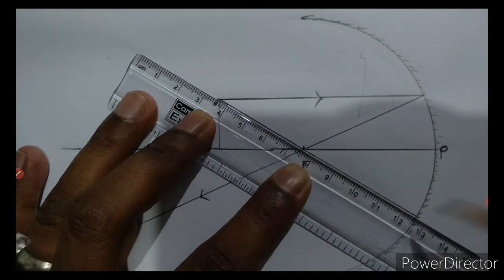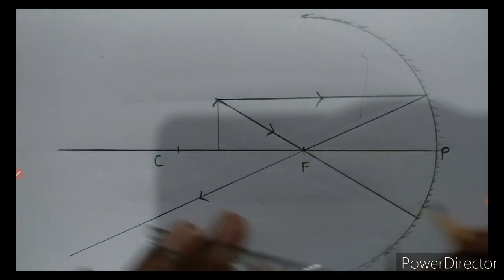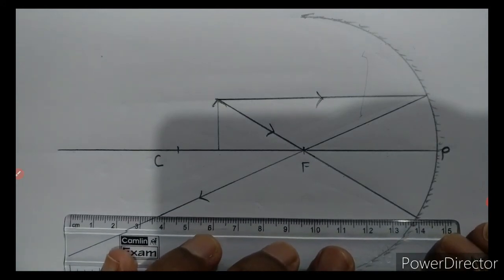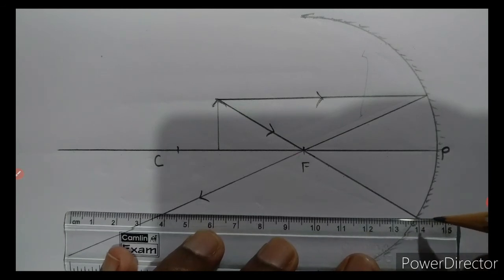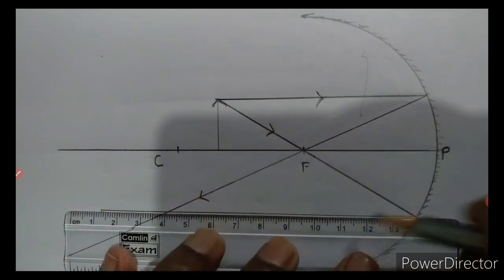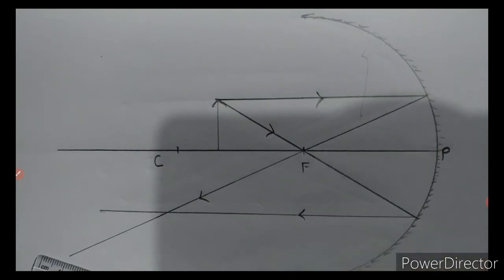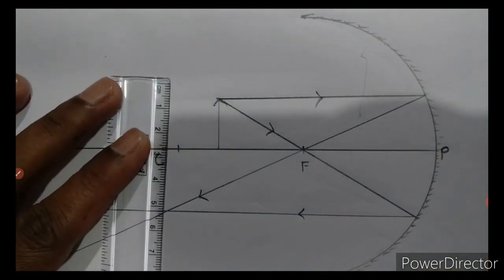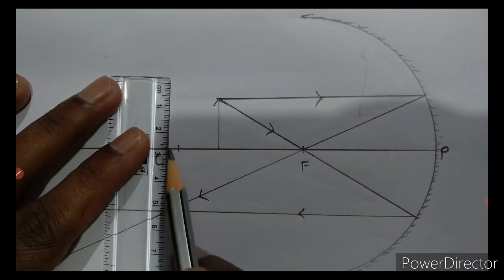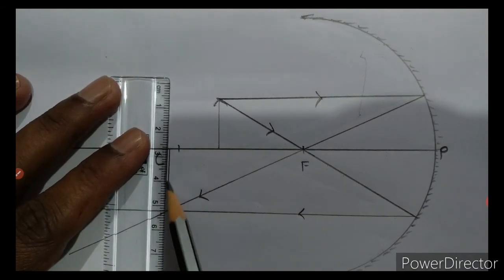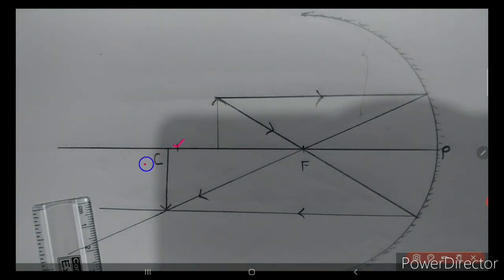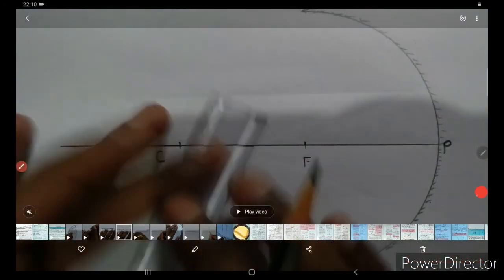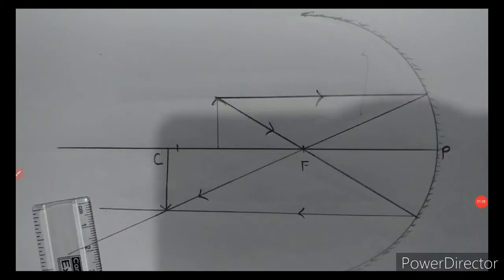So this is the incident ray, I need to put one arrow, then it should be parallel to the principal axis. So this is my reflected ray which I am about to draw, which is parallel to the principal axis. Now as you can see, these two rays are meeting at the back of the center of curvature. Remember this is the center of curvature, I have just put C here. So this is the complete diagram.